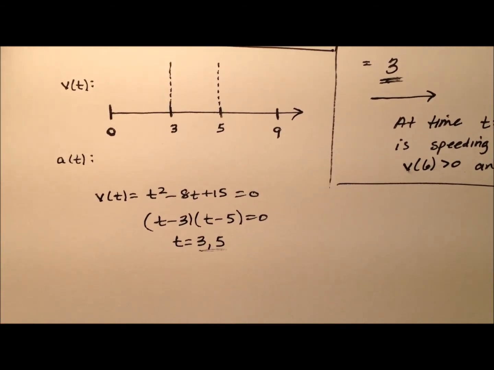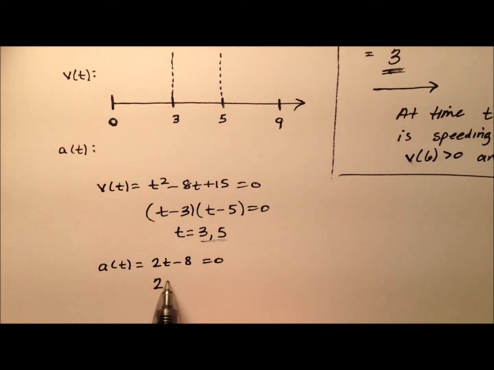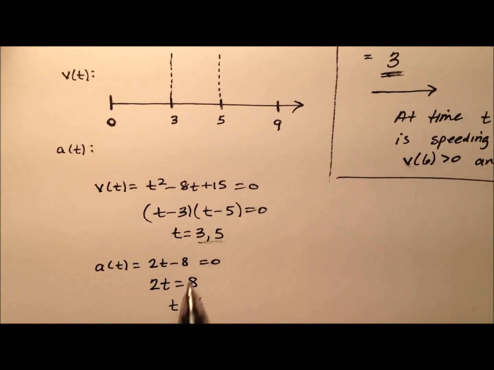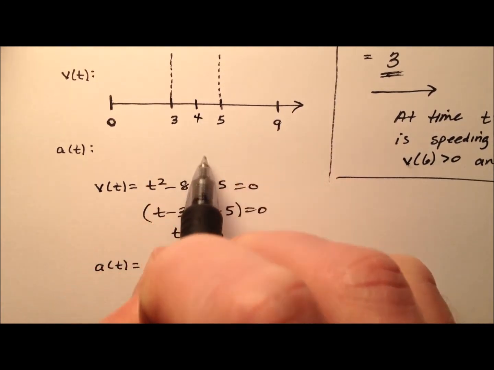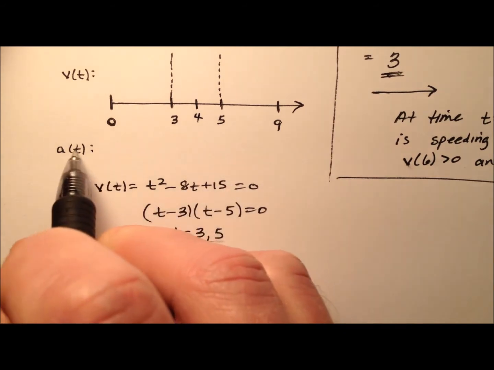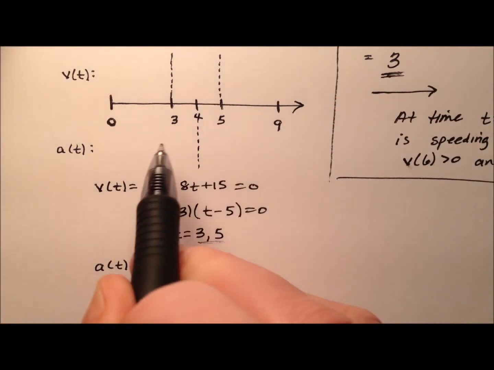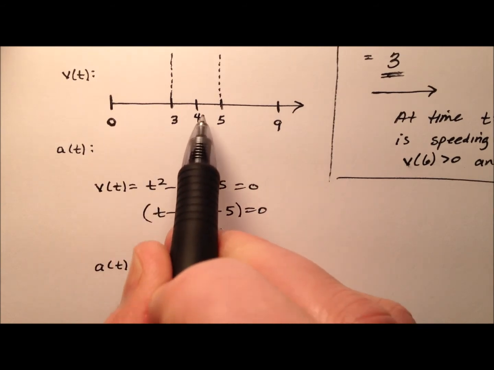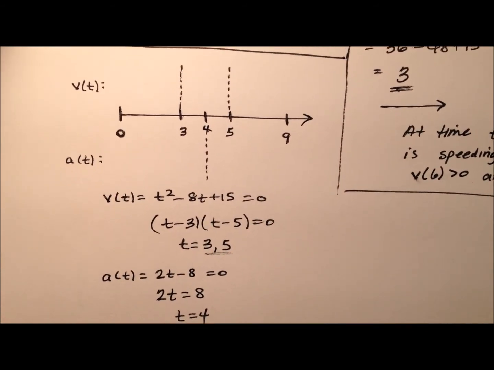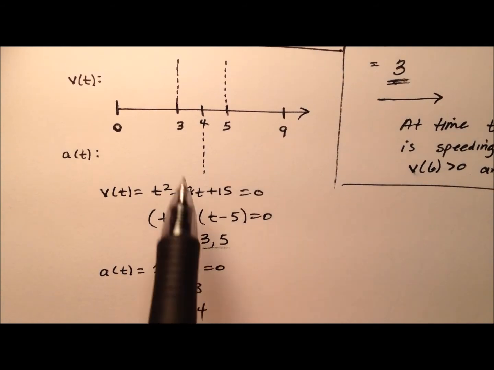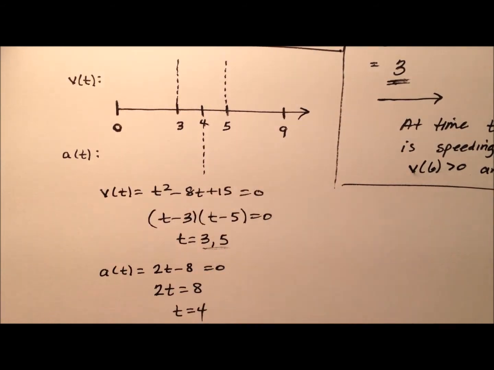Okay, well, our acceleration function, remember, was 2t minus 8. So when does that equal 0? Well, when 2t equals 8, or t equals 4. Okay, so I'll put that particular point in there as well. And I'm going to divide up our acceleration region into 2 distinct regions, from 0 to 4 and 4 to 9.